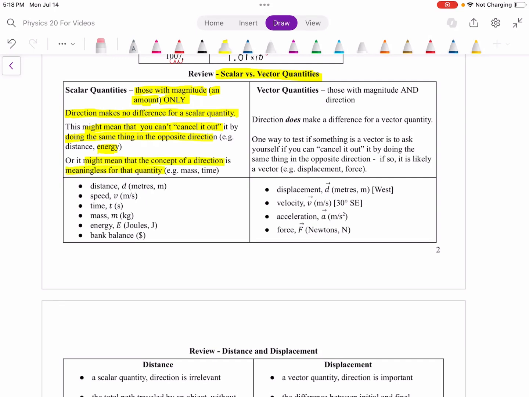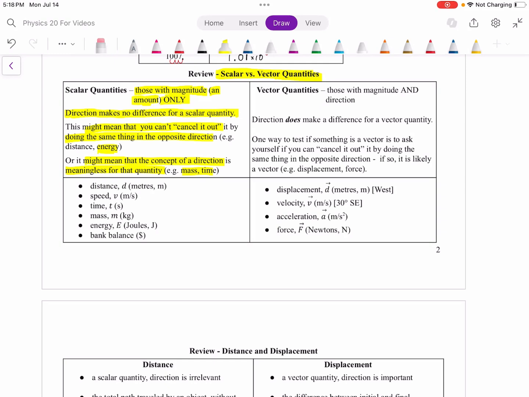It just doesn't even make sense, right? Like mass or time, right? You would never say, oh, I have 80 kilograms of mass, and someone would say, well, in which direction is your mass, right? Well, no, it's just the mass. It's a property of the thing. It has an amount. It doesn't have a direction.